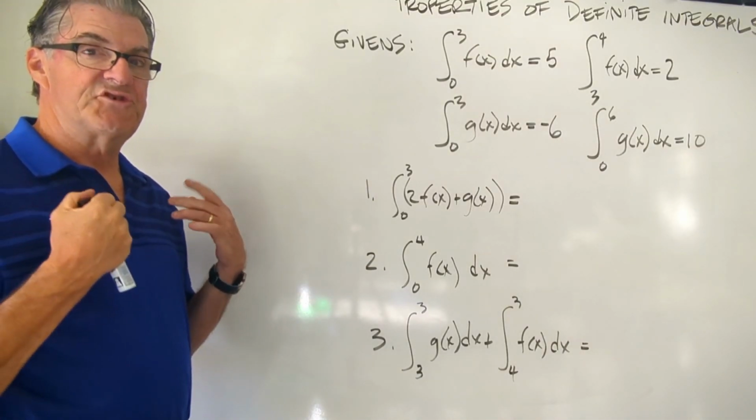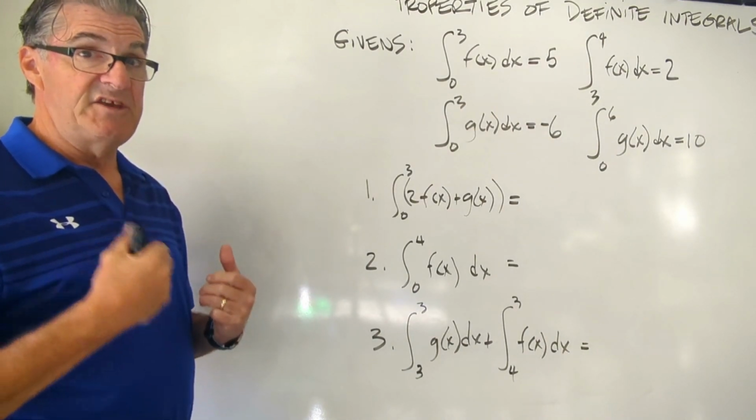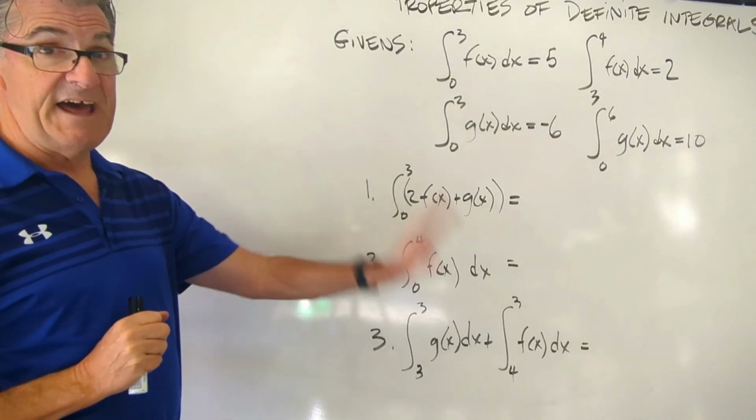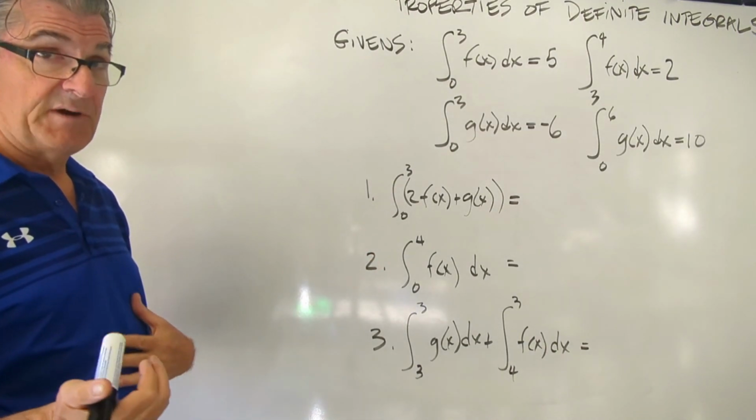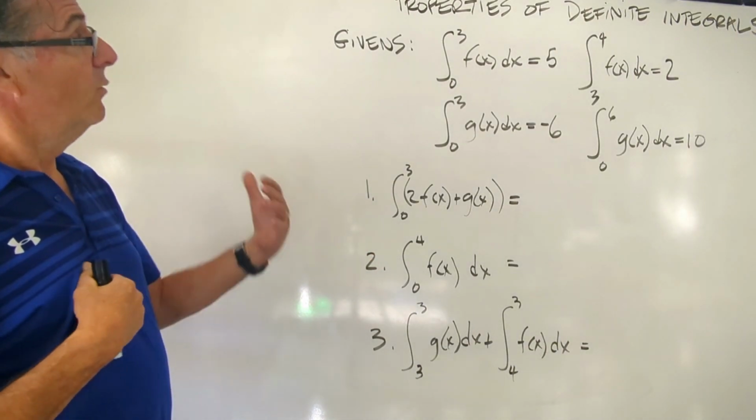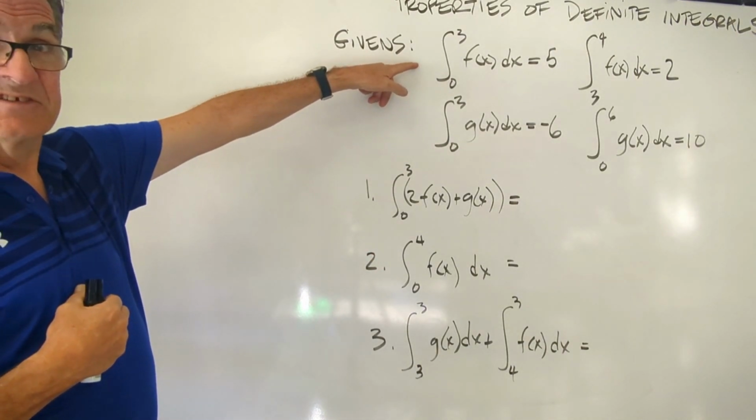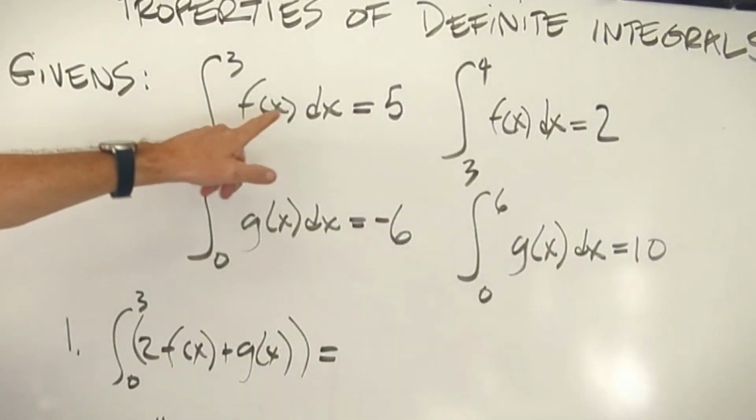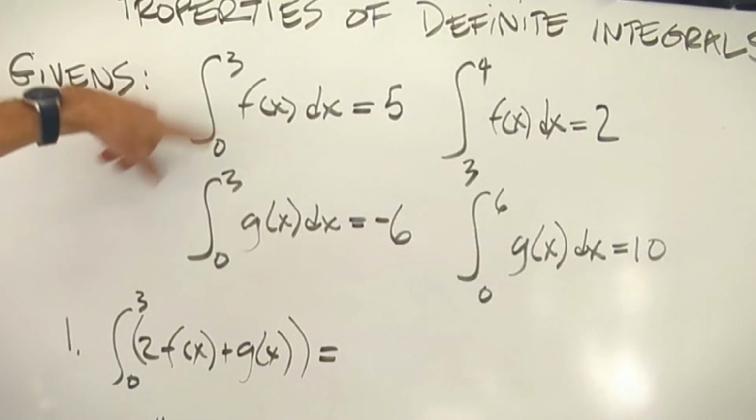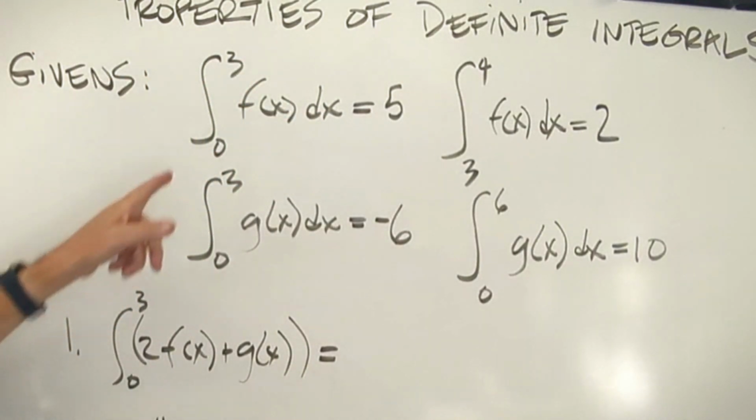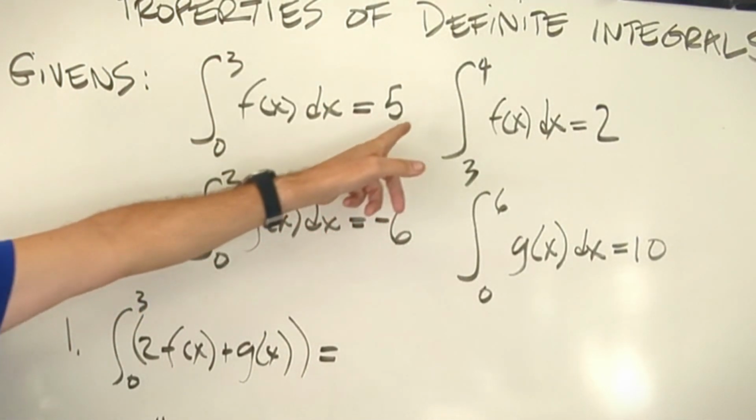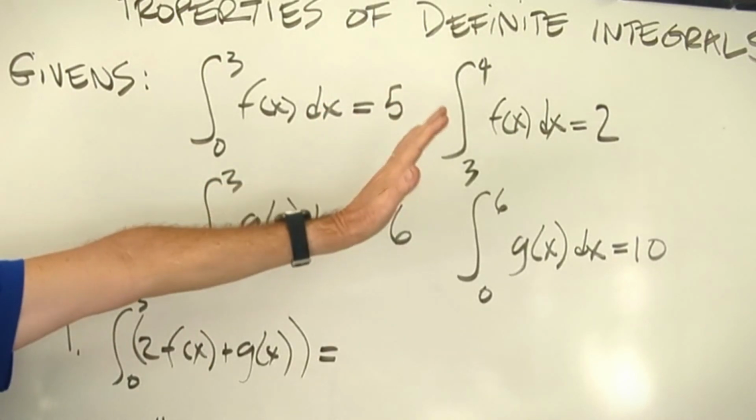Okay, let's do some straight up problems that make use of all those rules I put on the last board. So you want to have those notes handy for doing these problems. Before we start, we've got 4 givens. For example, the first given is the integral from 0 to 3 of f of x dx. I don't know what that function is, but we know when we take that integral over this interval, we get a result of 5.